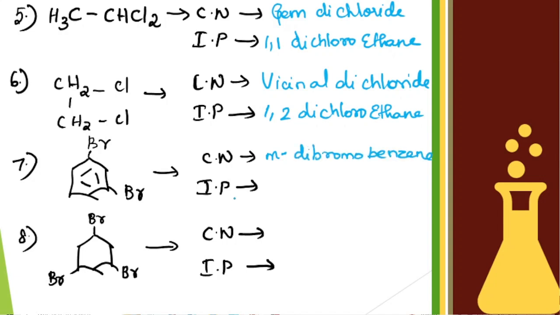So for this, what will be the IUPAC name? It is the first position, second position, third position. So 1,3-dibromobenzene.